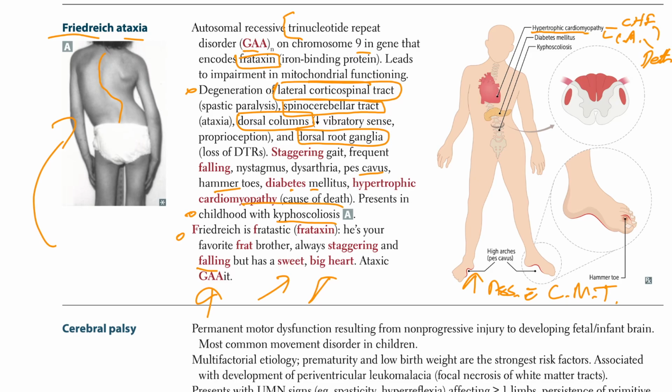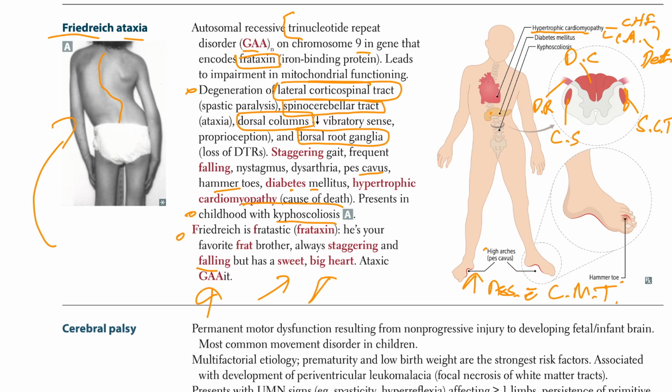Diabetes mellitus is there because it's affecting the pancreas. Kyphoscoliosis is basically affecting the vertebral bodies, and there's also high-arched pes cavus and hammer toes. But importantly, let's take a look at the spinal cord itself. We have the dorsal root, dorsal column, the corticospinal tract, and the spinocerebellar tract. They're all affected in this one.